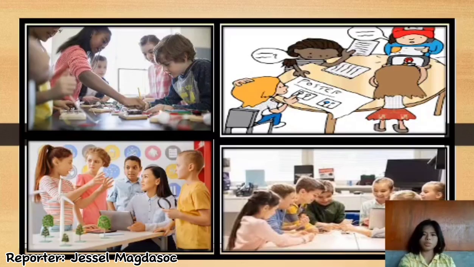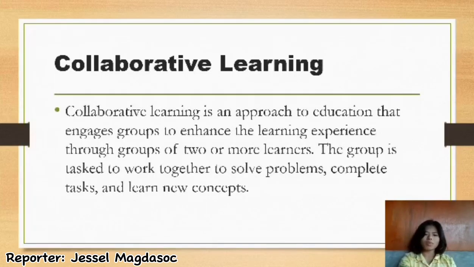Based on the pictures on the screen, we can see children working together, gathering information, sharing their own ideas, and learning new concepts. So now, we will proceed into the discussion. What is collaborative learning? Collaborative learning is an approach to education that engages groups to enhance the learning experience through groups of two or more learners. The group is tasked to work together to solve problems, complete tasks, and learn new concepts.